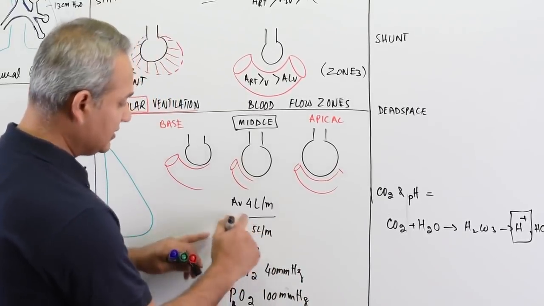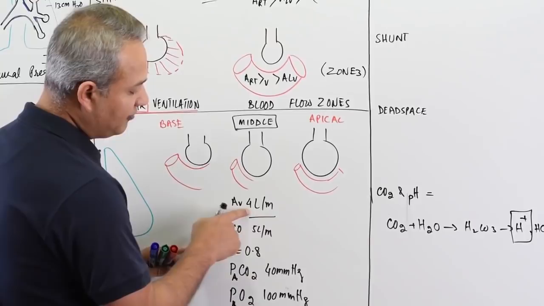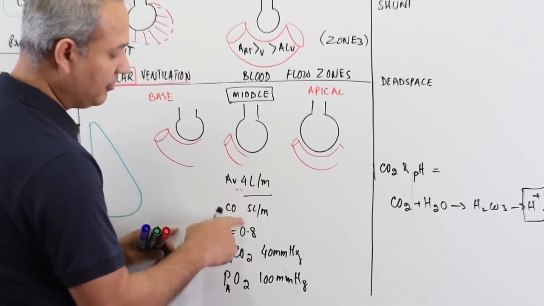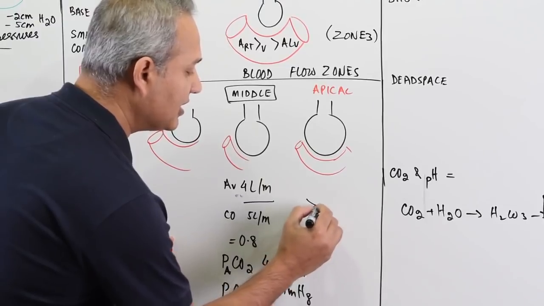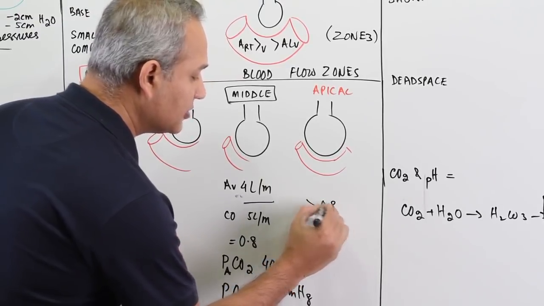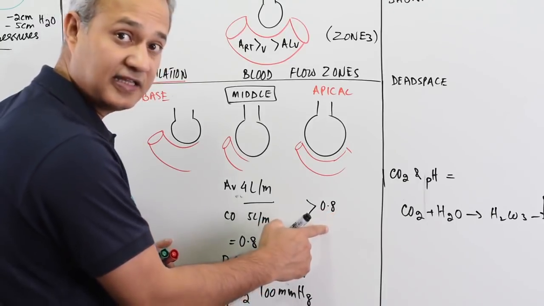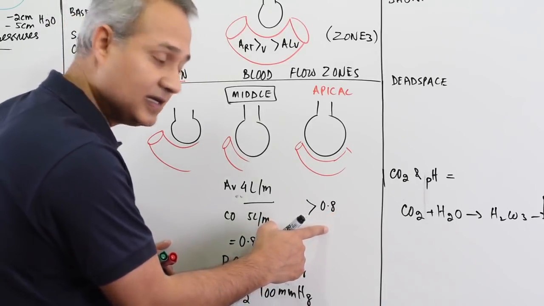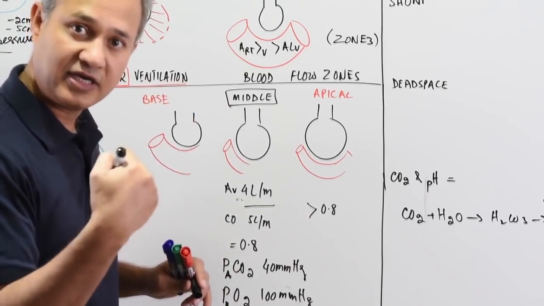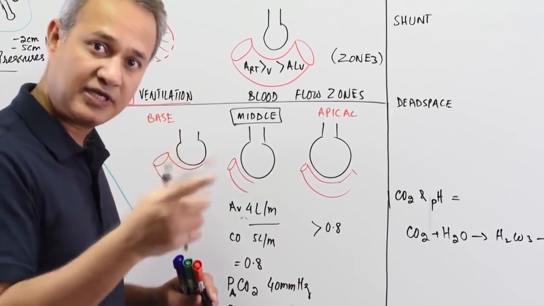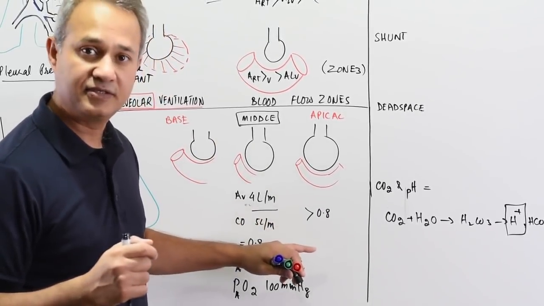So when you increase this from 4, if you make it 5, what will happen? 5 divided by 5, it would become 1. So can I simply say when the ventilation perfusion ratio becomes greater than 0.8, that would mean that there is more air coming in and less blood to pick it up. This is called dead space.